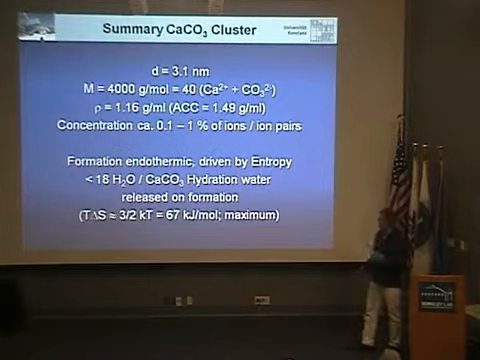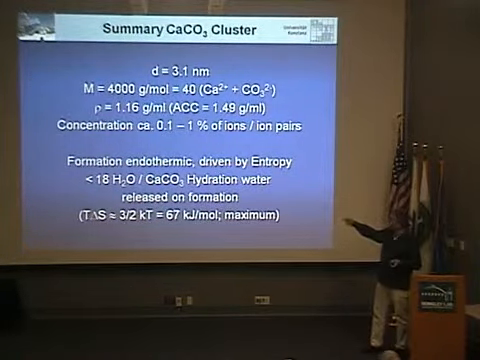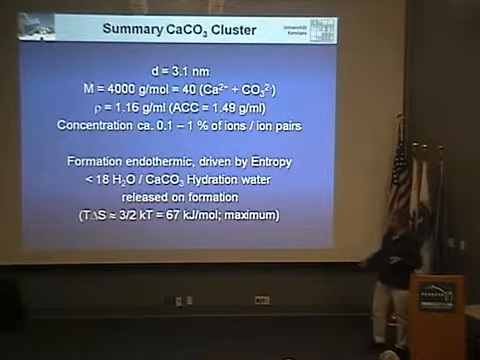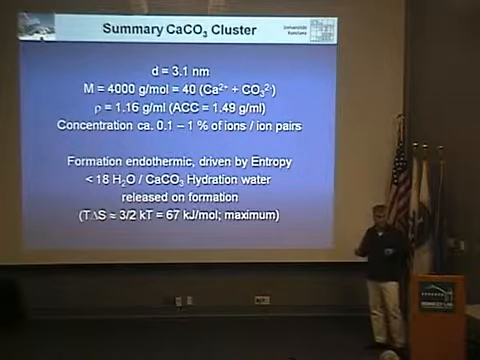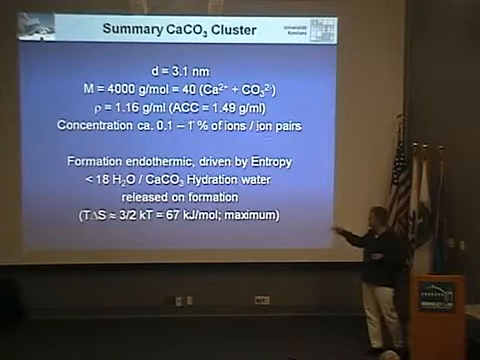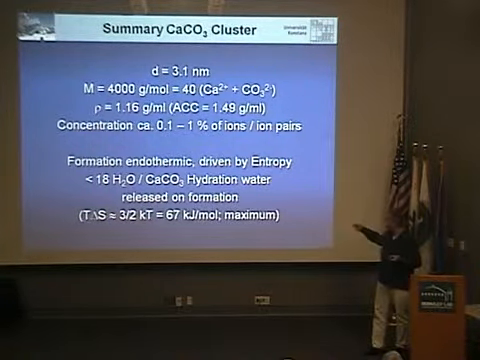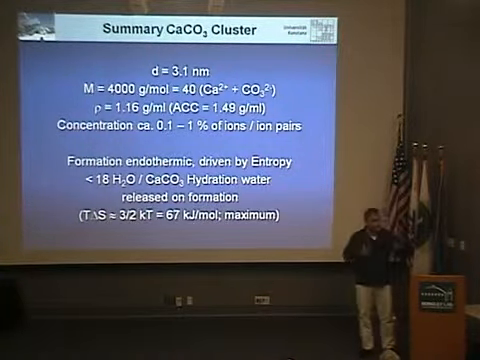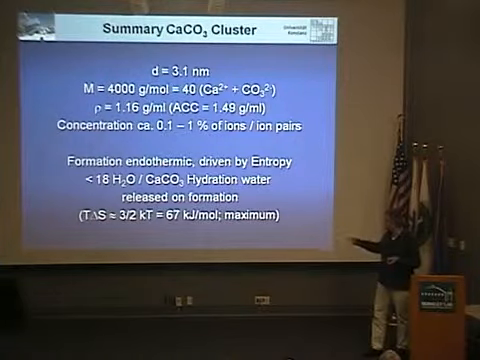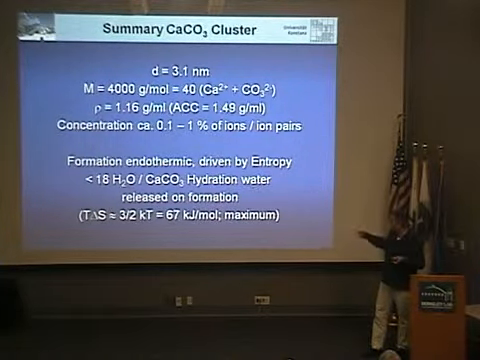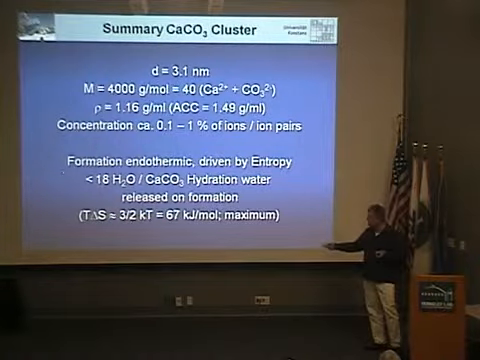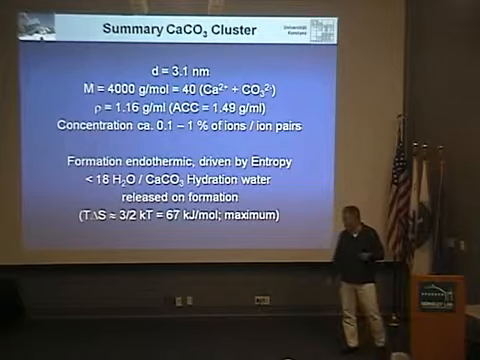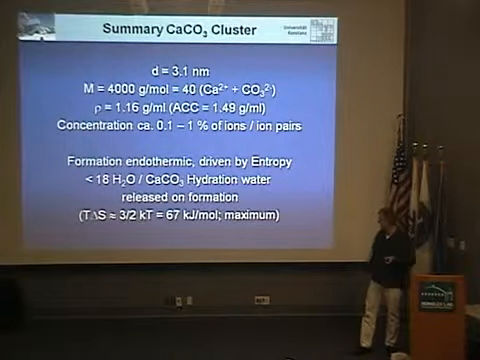So here's a summary about the clusters. They have a size of about 3 nanometers in the case of calcium carbonate, pretty defined in size. Molar mass is about 4,000 grams per mole. Concentration is pretty low, 0.1 to 1% of the total ions, so most of the ions are present as ion pairs. Their formation is endothermic, so you have to invest energy to form the clusters. Because they are forming, they must be driven by entropy. The reason for that can be the release of 18 molecules of water per molecule of calcium carbonate which forms an ion pair and a cluster.